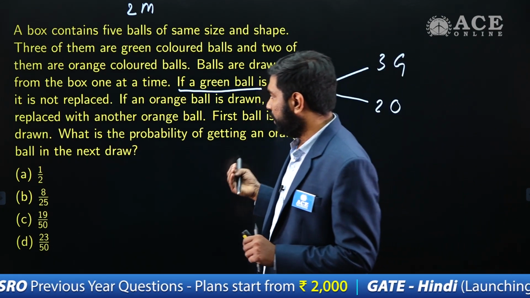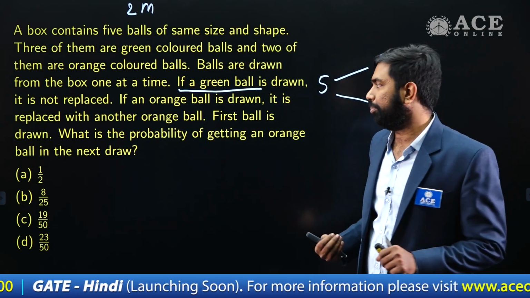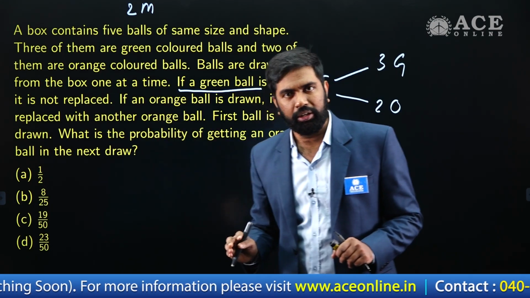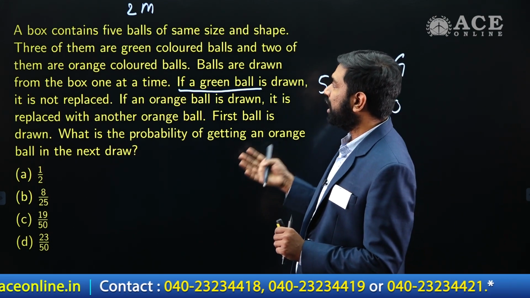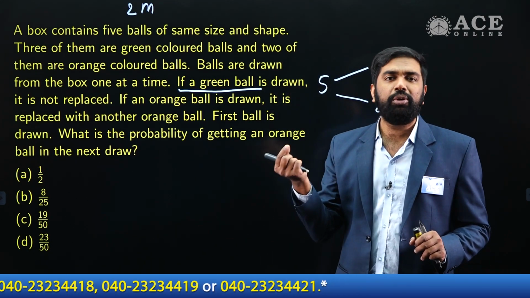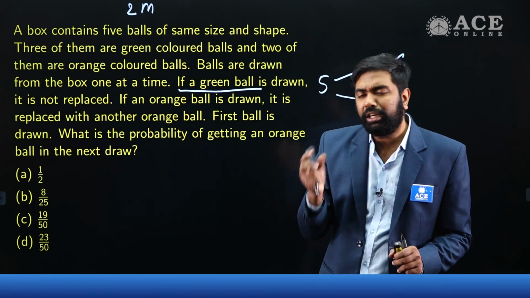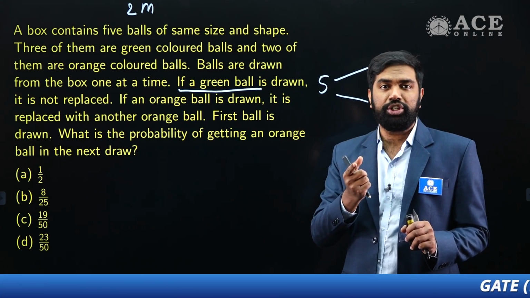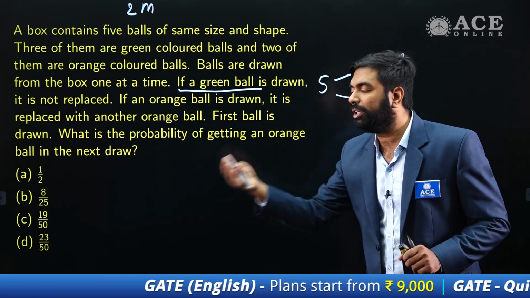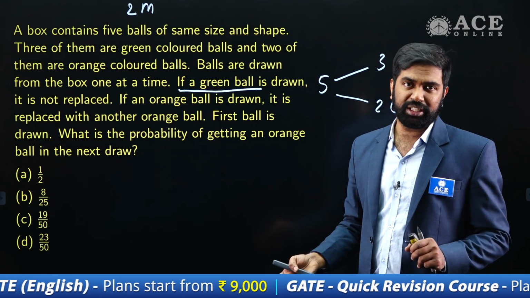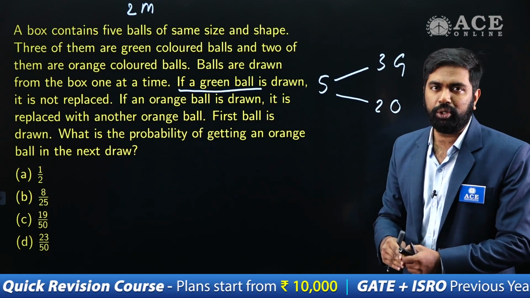What are you next doing? So if an orange ball is drawn, so instead of green, let's say if you have drawn the orange ball, what's happening? It is replaced with another orange ball. So let's imagine something like this. There are 5 objects. Among them, 3 are green, 2 are orange. You have randomly drawn one ball and you found that it is orange. So what are you doing next? You are replacing this particular orange with another orange and you are placing back in the box. That means if you draw orange, again, how many objects are there? There are again 5 objects in which 3 are green and 2 are orange. So that's how this problem has been given to us.